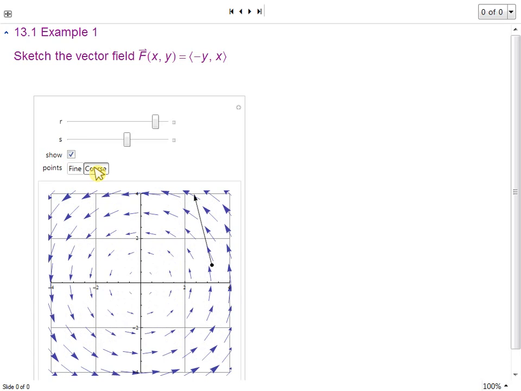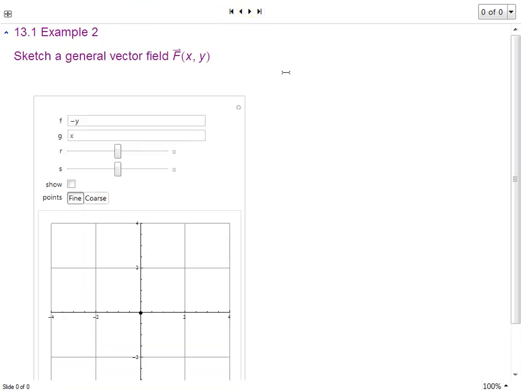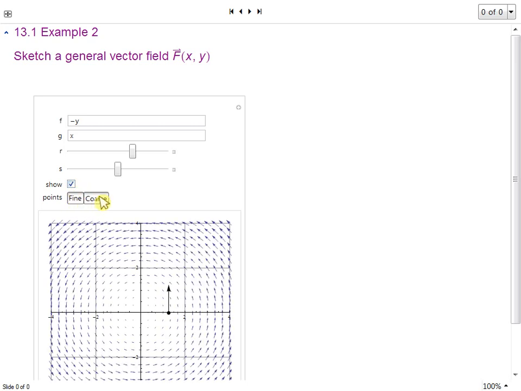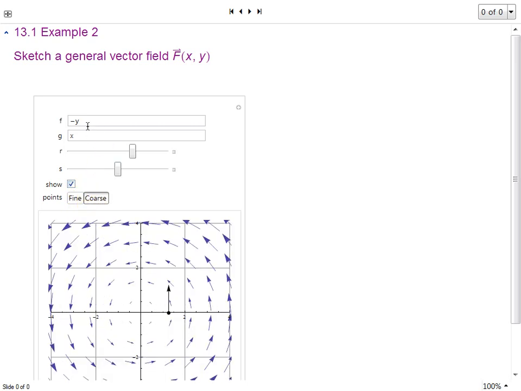All right? Questions? So a vector field is a function that assigns to each ordered pair in the two-dimensional space a vector. Now here's just a general vector field. So I made this one where you can tell me what you want me to put in here for your vector field. So that's what negative y, x looks like. You want to try something else?